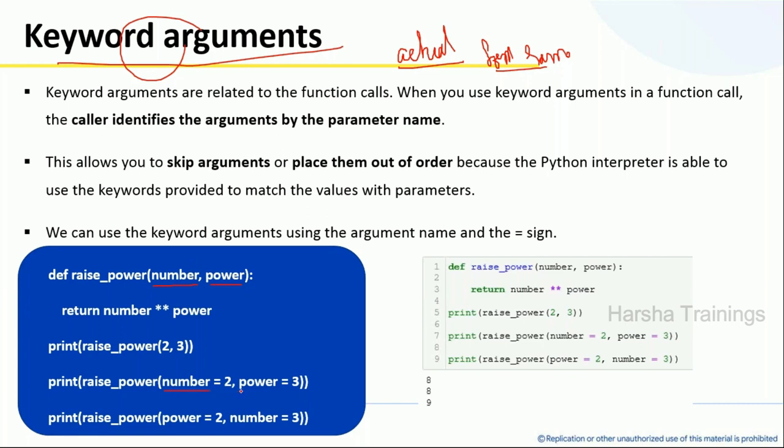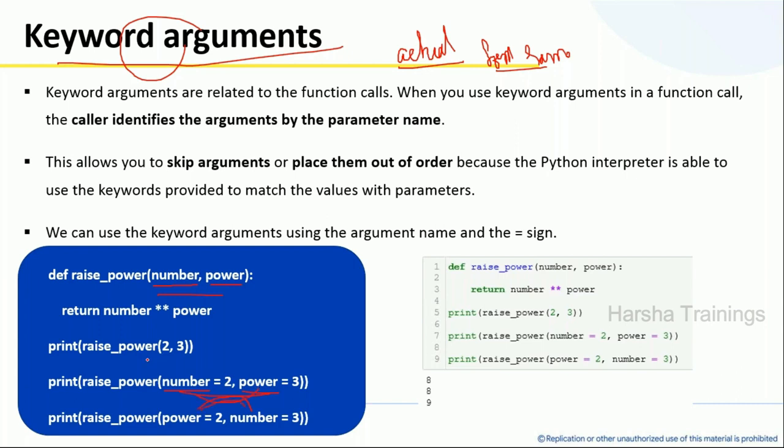Sorry, these two are actual parameters, these two are formal parameters. Then I can interchange them by providing arguments. Number and power, I'm interchanging as power and number. Here whenever I call, I can call them as number comma power or power comma number.